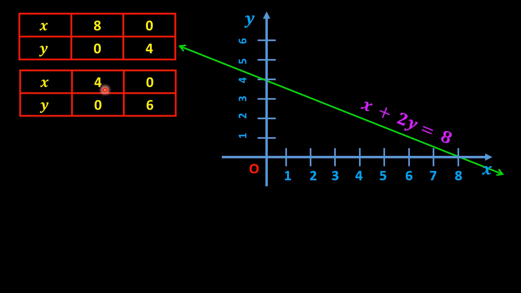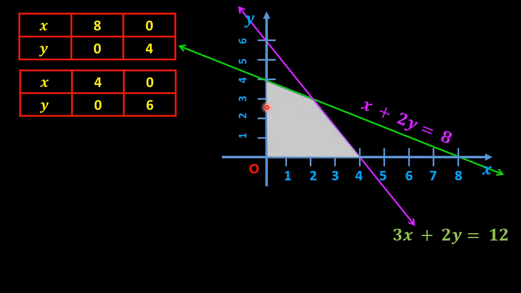And similarly for the second linear inequality, the first point is 4, 0, which is this point, and the second point is 0, 6. So 0, 6 is here. So we draw the second line, which is given by 3x plus 2y equals 12. Now, the common solution region is given by this area. So let me shade it. So this is the common solution region, or we call it the feasible region.